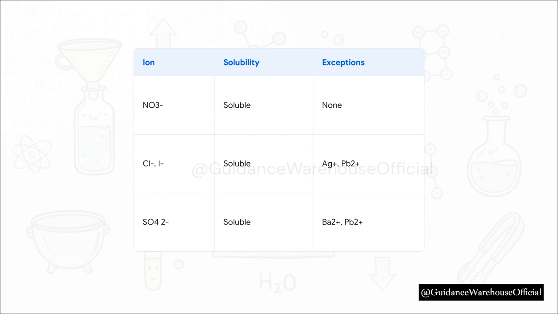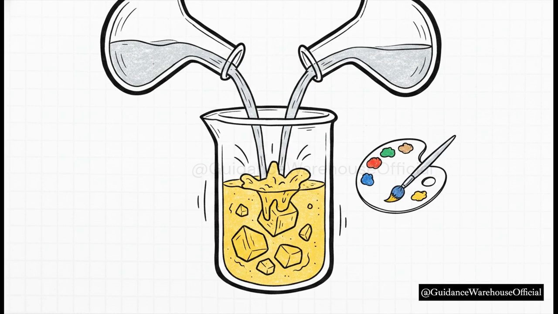But then consider the halides like chloride and iodide. They are usually soluble, except when they pair up with silver, lead, or mercury. If those particular ions meet on the dance floor, they immediately form a solid. Let's see this in action with a specific reaction. Say we mix potassium iodide with lead nitrate. Both start as clear, dissolved aqueous liquids.